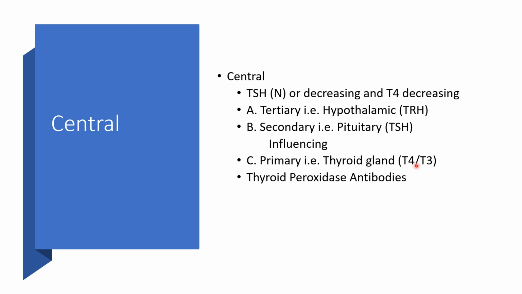So it depends on where the injury is. We know what to get as per that. Hypothalamus, TRH, pituitary, TSH. The thyroid gland itself, T4, T3. And when it is autoimmune, we'll get thyroid peroxidase antibodies.